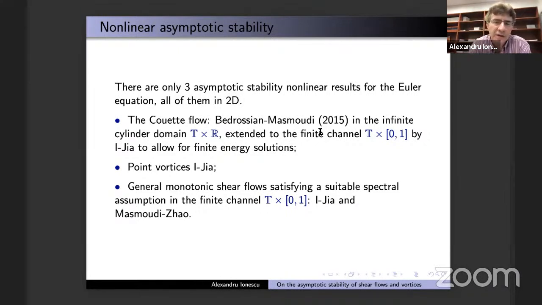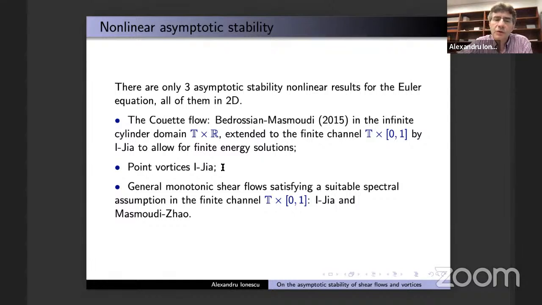If we want to go to finite energy, then this is work of Hao Jia and myself, who proved the nonlinear stability for the Couette flow on the bounded channel, and we can take any interval. A bounded channel means a channel on a finite interval, and in this case it is T times the interval 0, 1, with a certain assumption on the boundary. So this is the Couette flow, which, as we saw earlier, is the one where one of the nonlinear terms disappears.